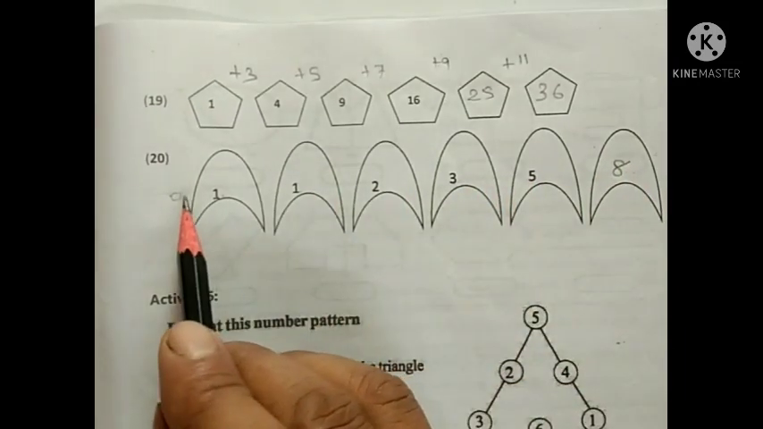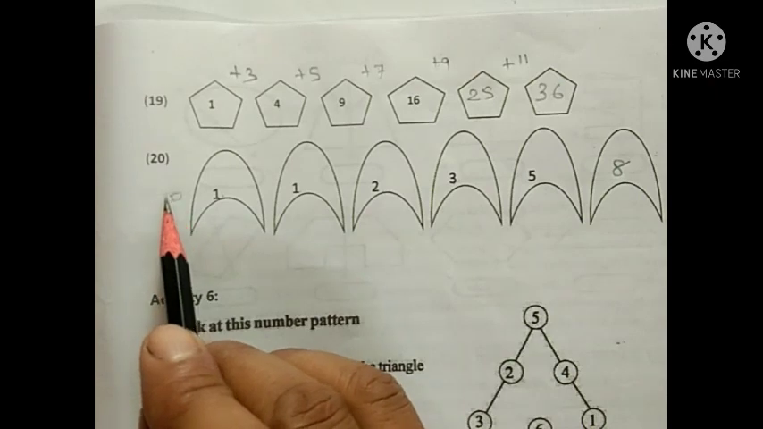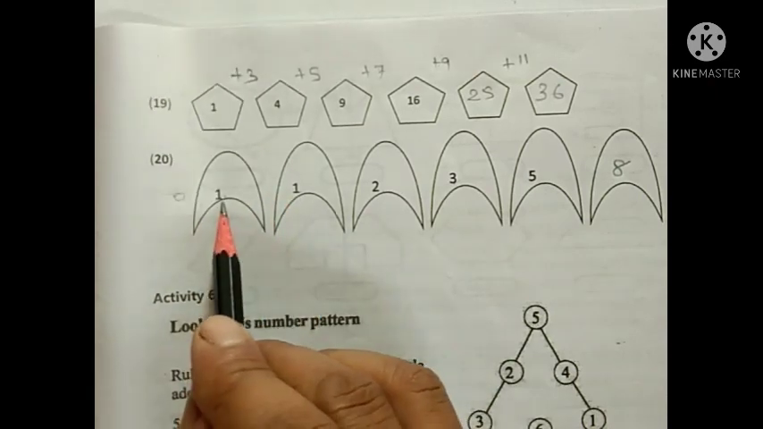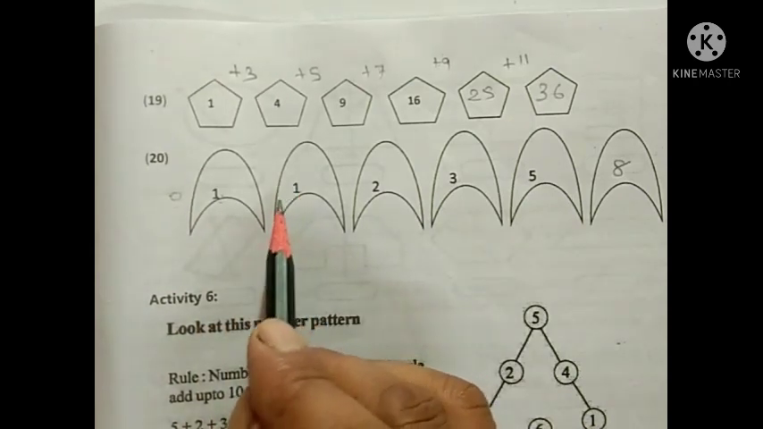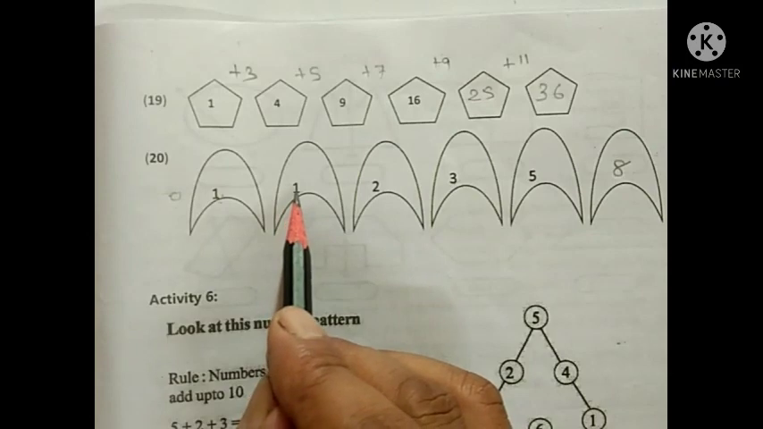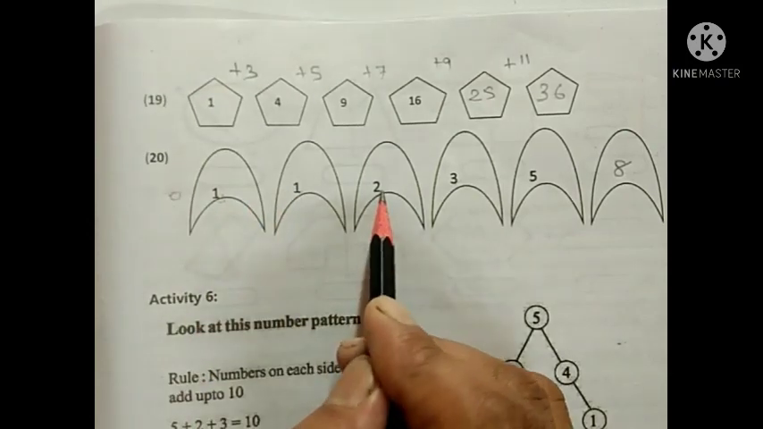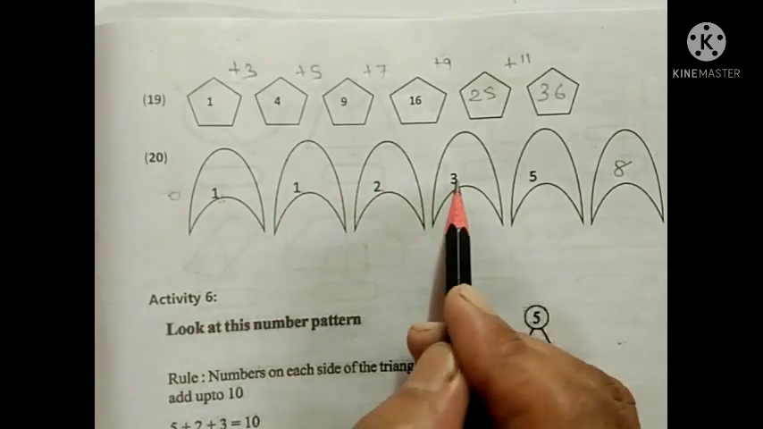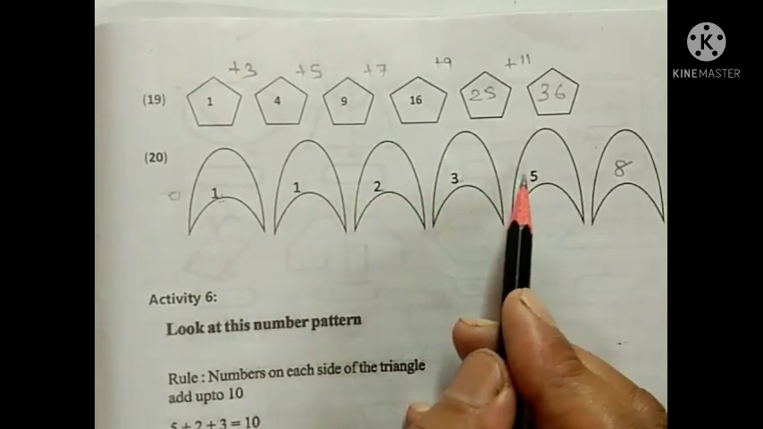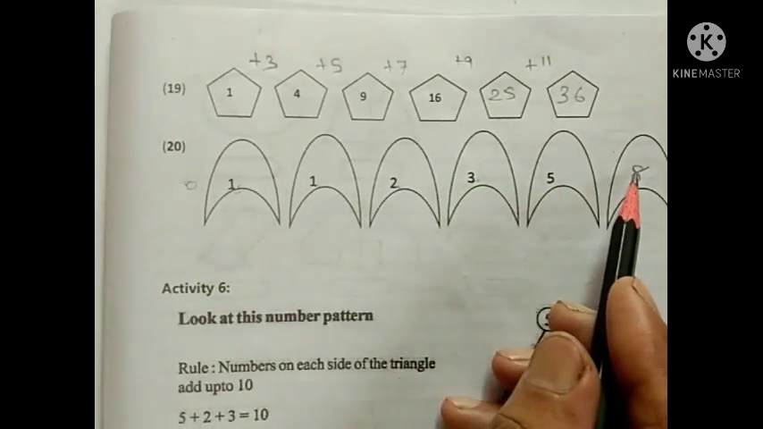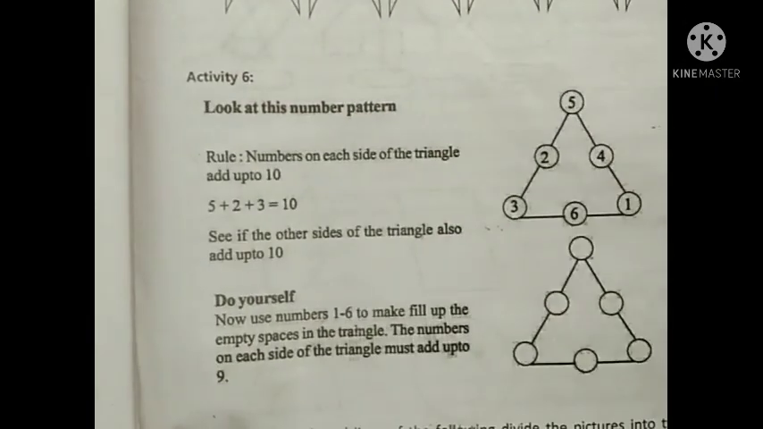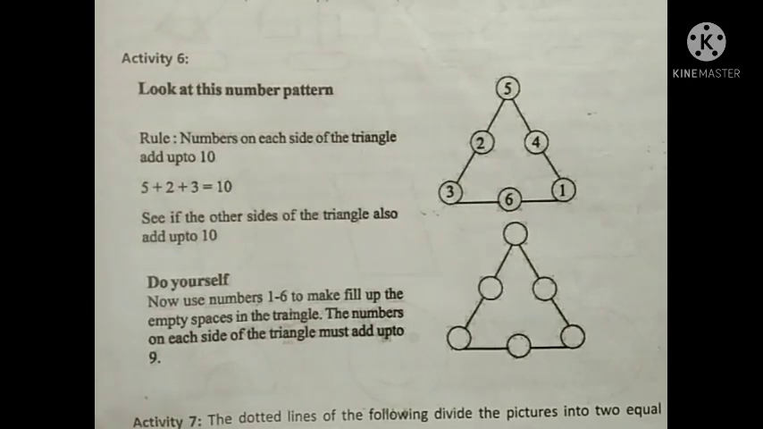Here 1 only, before 1 no number, so you think it is 0. So 0 plus 1, then you will get the next number, 0 plus 1 is 1. Again the next two numbers, 1 plus 1 is 2, 2 plus 1 is 3, 3 plus 1 is 4... no, 2 plus 3 is 5, 3 plus 2 is 5, 5 plus 3 is 8. Okay, see the pattern. Now activity 6.